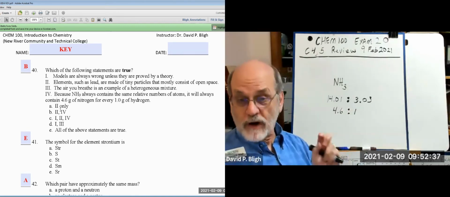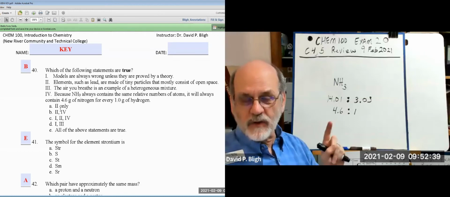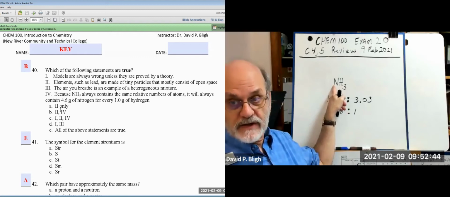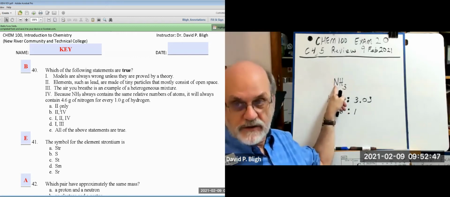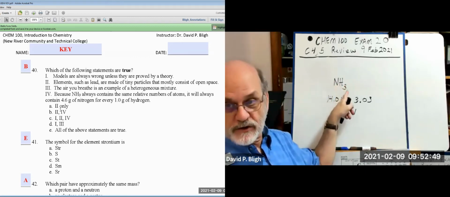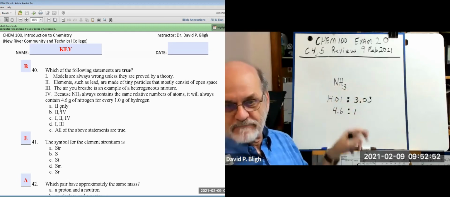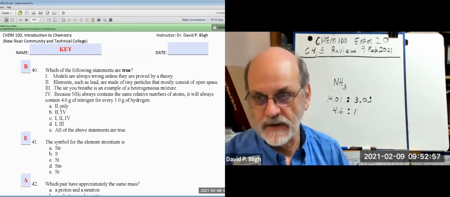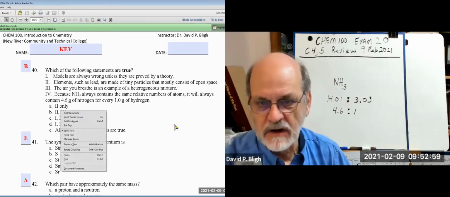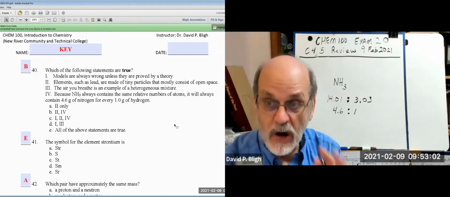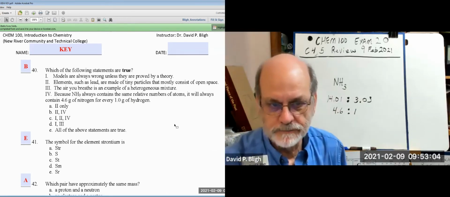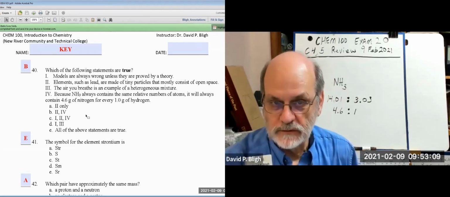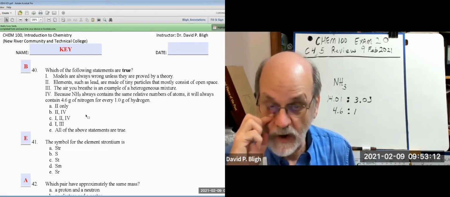Okay, so that ratio is correct. And we got the ratio from the atomic mass of each one. This one is only 1, so it's just that value. This one's 3 of them, so it's 3 times the value. That ratio will be consistent no matter what the source of ammonia. Whatever the derivation, doesn't matter. If it's ammonia, it'll always have that ratio. So that means that 2 and 4 are both true. That's why B is the answer.